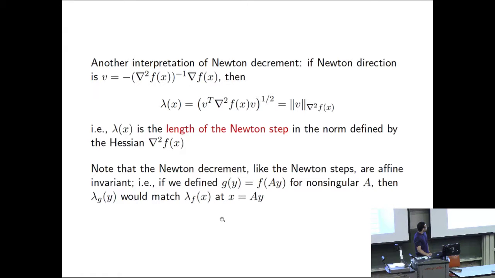Okay, so one nice property of the Newton decrement is that it's affine invariant, just like Newton steps themselves. That's a reason why people like it. This notion of the steps getting smaller uses the Hessian, and it's not just plain Euclidean distance. It's also affine invariant.